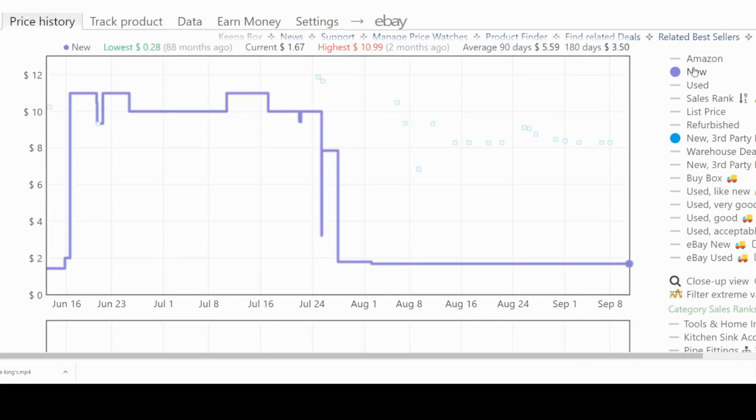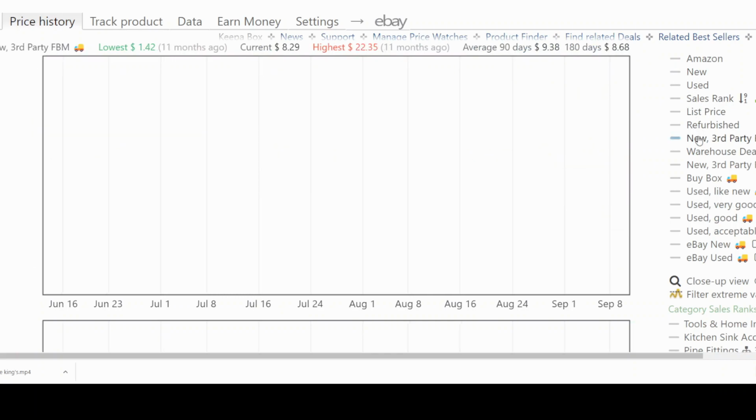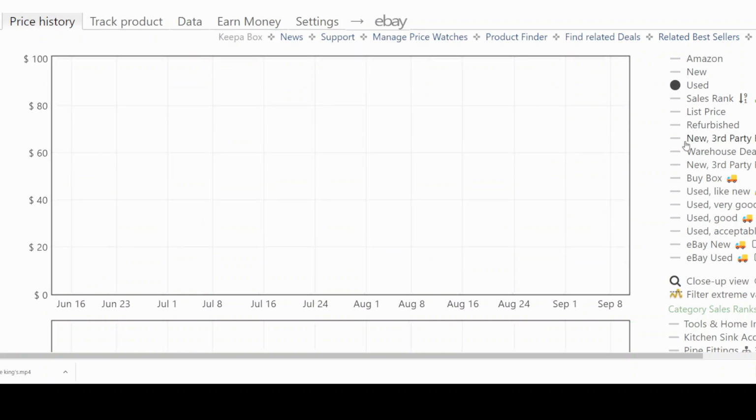So let me turn this off and this off and go to used. Used is the lowest used price by third-party seller or an Amazon warehouse offer, shipping not included. And you will rarely ever see used offers. They just don't happen very much. They're typically only for books.